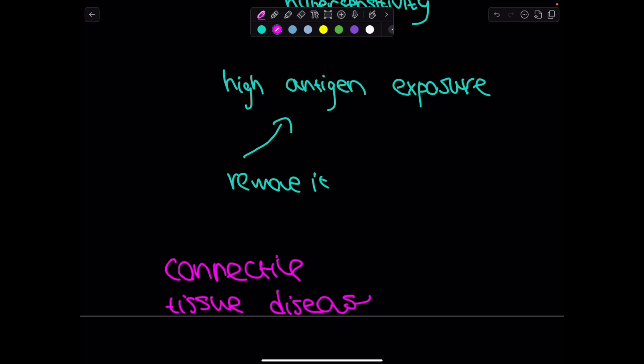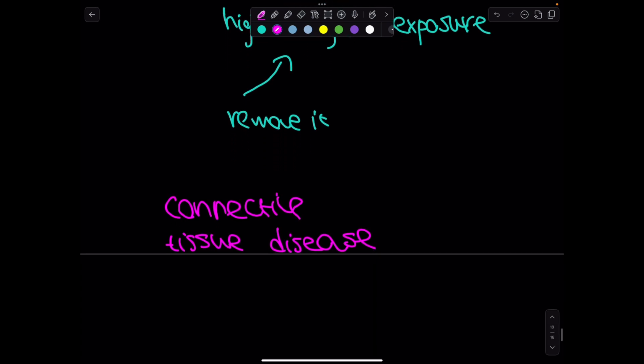What about connective tissue disease? What is this?